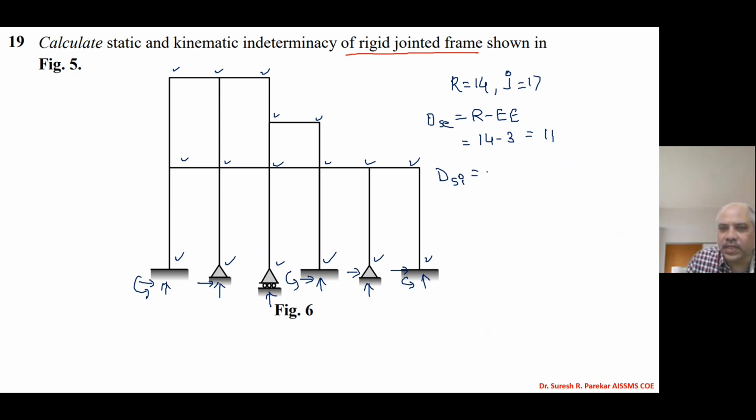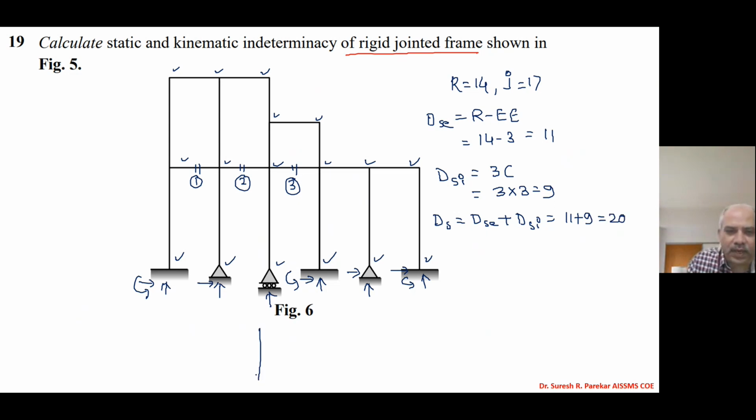DSI, now we have to see how many cuts we require to make it open loop. So here we have one cut required, then here we require a second cut, and then here we have a third cut. If we go with these 3 cuts, then the structure becomes an open loop structure. So we have 3 into 3, and that is equal to 9. And then DS equal to DSE plus DSI, that is 11 plus 9, which is equal to 20. Now again we have to go for DK.